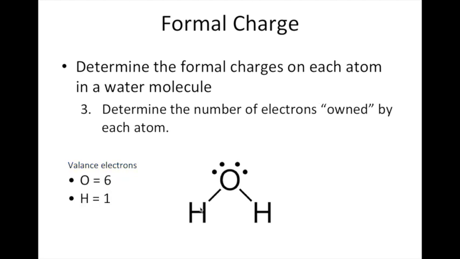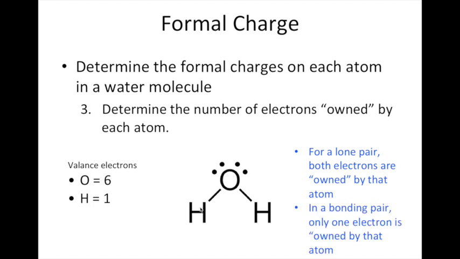The third step, determine the number of electrons each atom owns in this molecule. How do we do that? Well, we mentioned it before. If an atom has a lone pair around it, then it owns both of those electrons. If it has a bonding pair, so it's sharing those electrons, then it technically owns only one of those electrons. Now again, this is not really what happens inside the molecule, but we can use these definitions when we're calculating a formal charge. So this applies only to calculating formal charges.